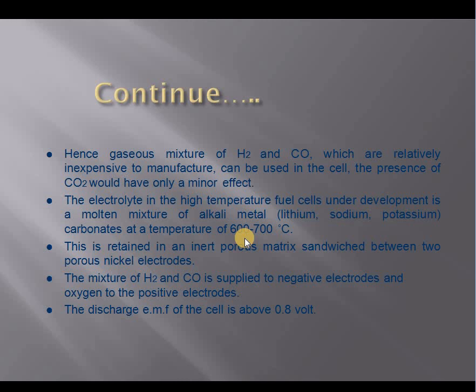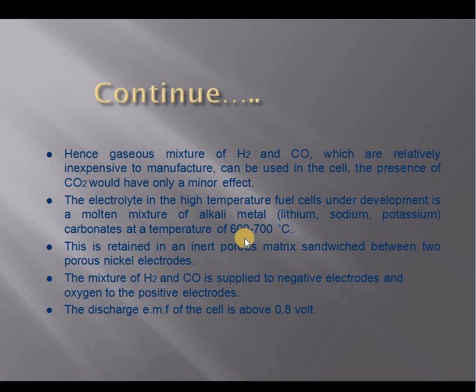Here, the gaseous mixture of H2 and CO2, which is relatively inexpensive to manufacture, can be used in the cell, and the presence of carbon dioxide would have a minor effect. The electrolyte is at high temperature, a mixture of alkali metal carbonates, that is lithium, sodium and potassium, at a temperature of 600 to 700 degrees Celsius. And the inert porous membranes are the electrodes, which are porous nickel electrodes.